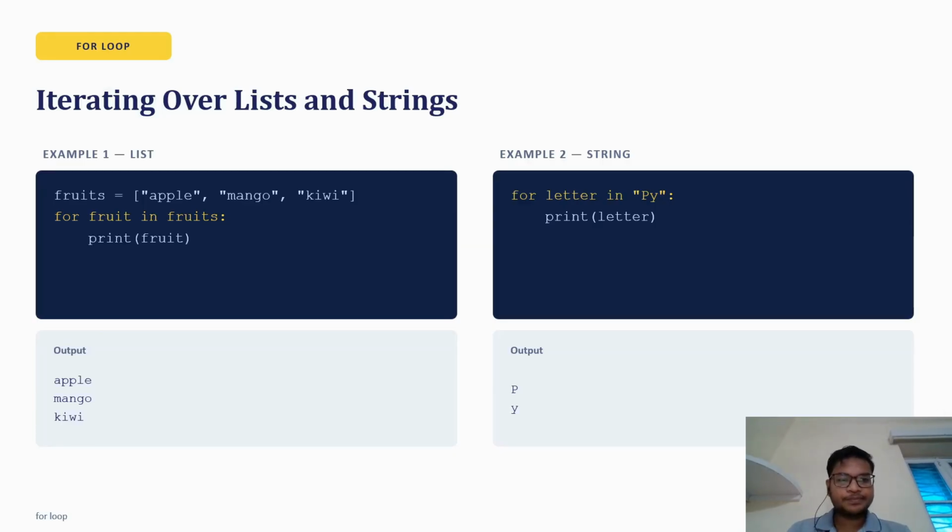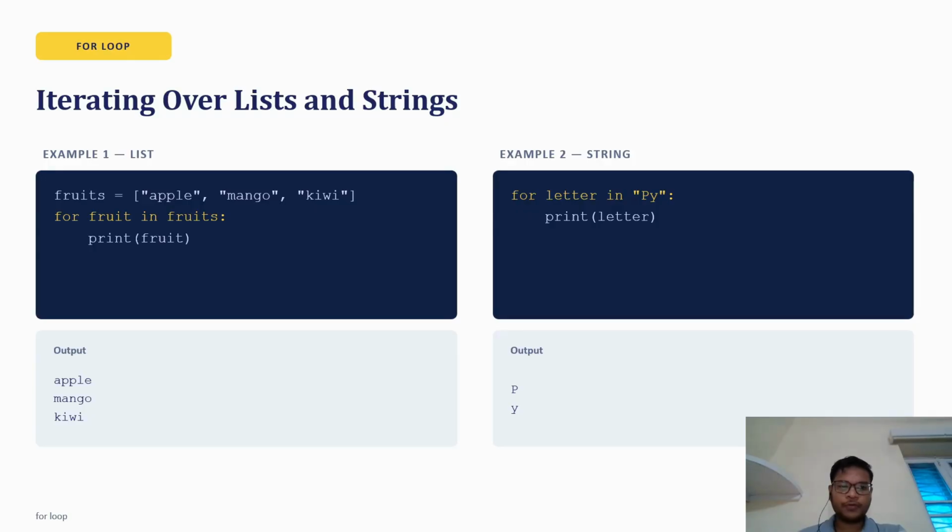So after this, the most important thing inside a for loop is iterating over a list and a string. Just take an example of each. There is a list, and the second example is a string. So how do we use the for loop inside a list? There is a variable named fruits, and here are some fruit names as a list: apple, mango, and kiwi.